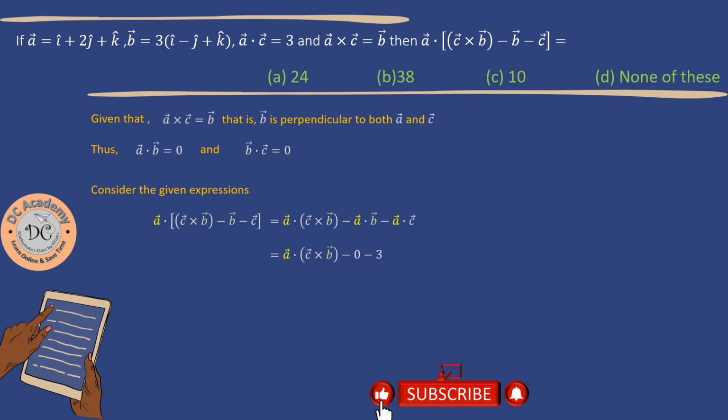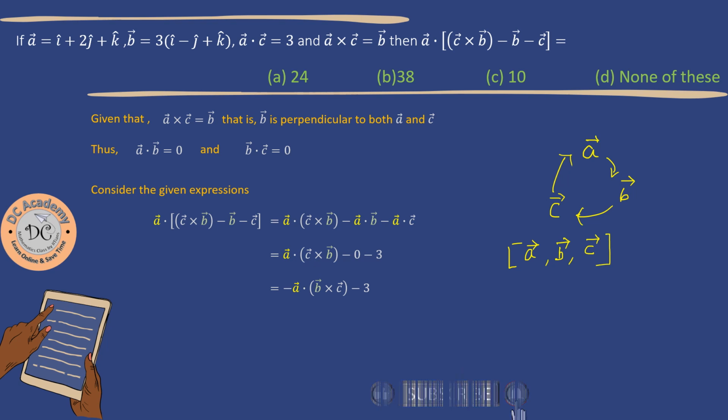Now let's go ahead and consider the scalar triple product. A dot C cross B is actually a scalar triple product, right? But directly we can't write it. Why? Because if I try to write down the scalar triple product, the easiest way to understand that is to write the vectors A, B and C in a cyclic order. So I just wrote that in a cyclic order in an anti-clockwise direction. So we know that the scalar triple product of vector A, vector B and vector C is equal to A dot B cross C.